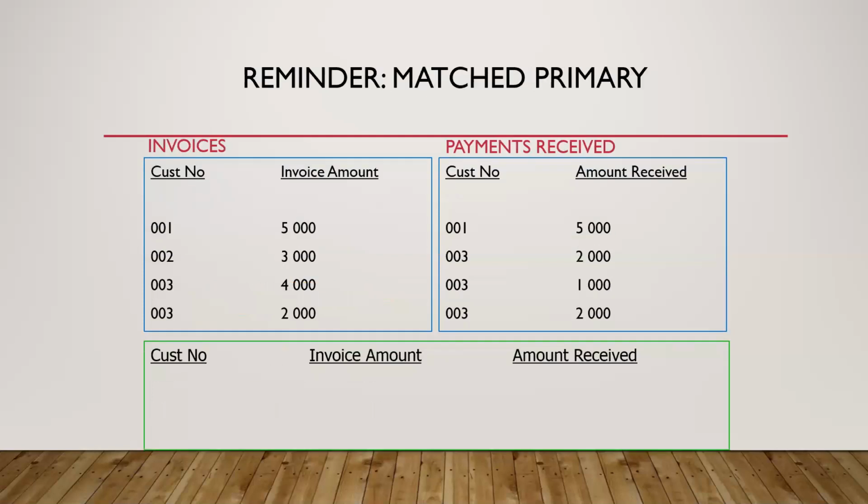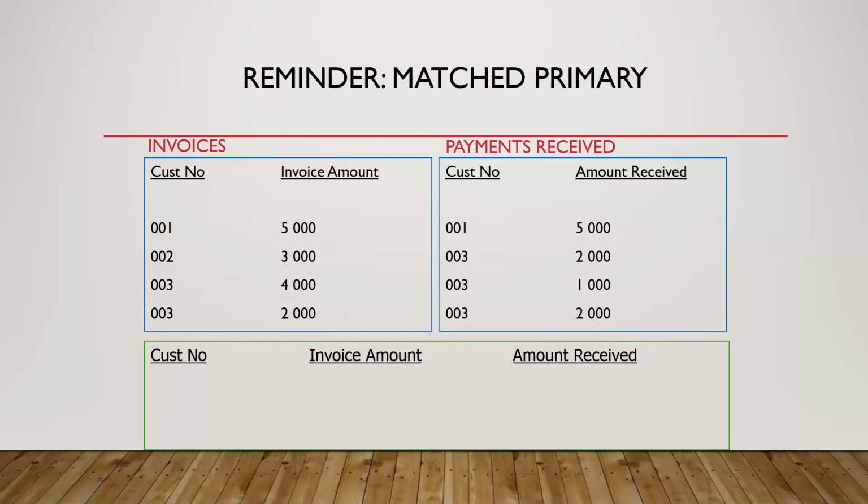Now, I want to remind you about matched primary. There's something that people often forget and that gets them into trouble. So let's do a matched primary join on these two tables. Here on the left-hand side, I have a table called invoices. This is a list of invoices issued to our customers. Customer one was invoiced for 5,000. Customer two was invoiced for 3,000. Customer three bought from us twice, therefore we invoiced them twice, once for 4,000 and once for 2,000.